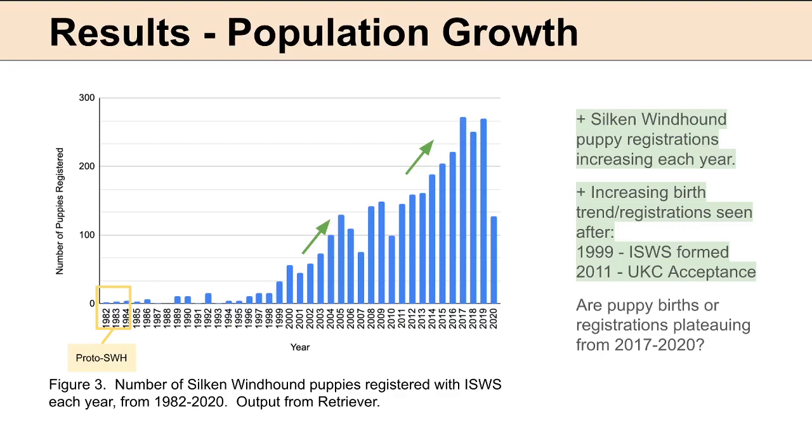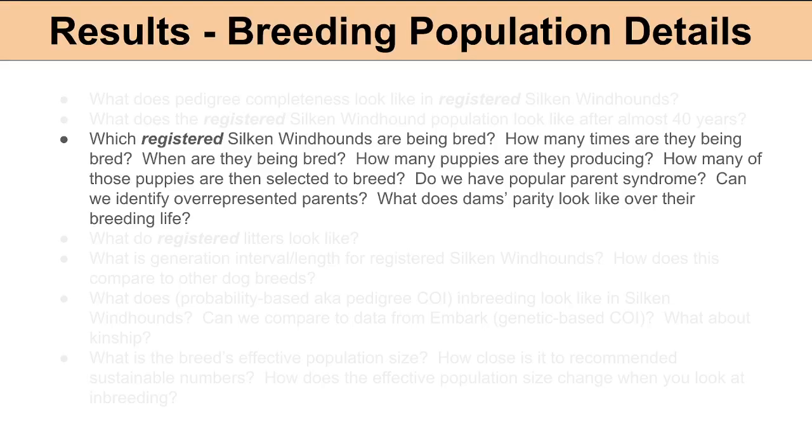But then we see that there's kind of a puppy birth or registration plateau occurring from 2017 to possibly 2020. And that's something that we should also be investigating, because we were on an upward trajectory, and now it seems to be stalling when you look at the year-to-year numbers. But now we're getting into the fun data, and we're going to look at what's happening in our breeding population.